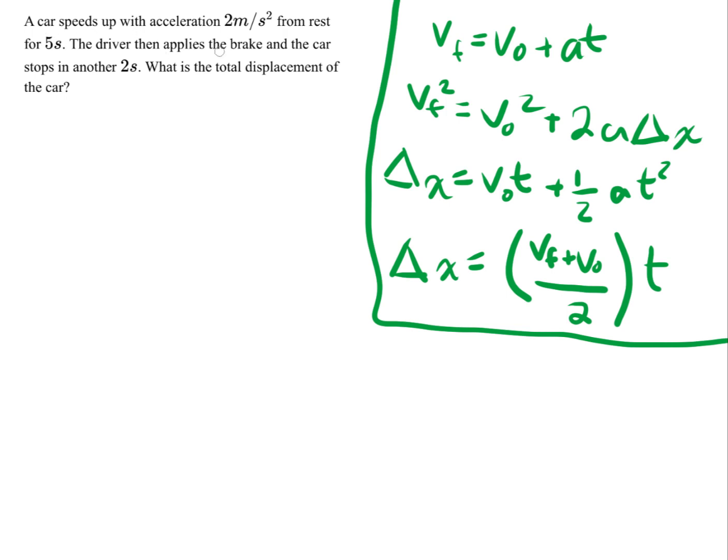A car speeds up with acceleration 2 meters per second squared from rest for 5 seconds. The driver then applies the brakes and the car stops in another 2 seconds. What is the total displacement of the car?